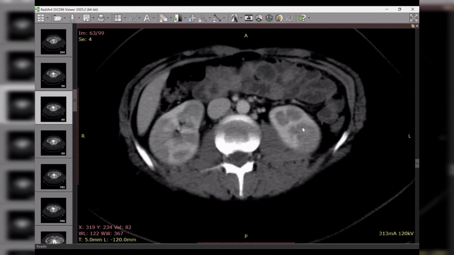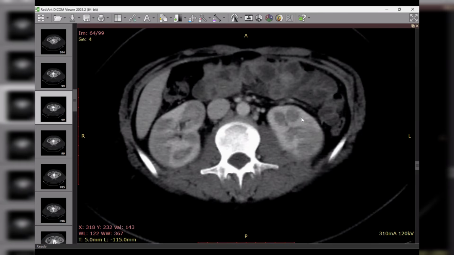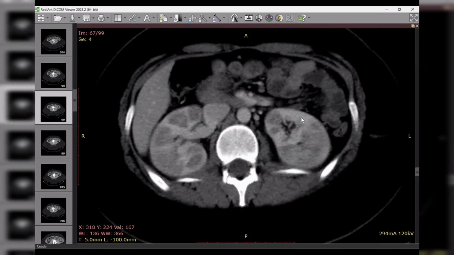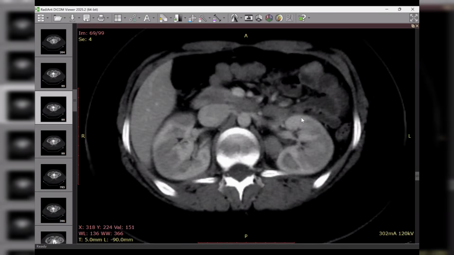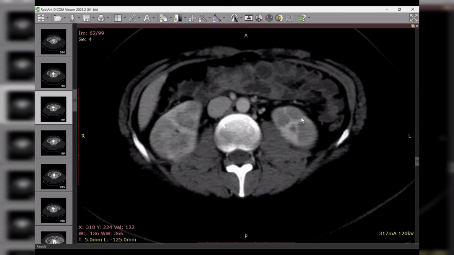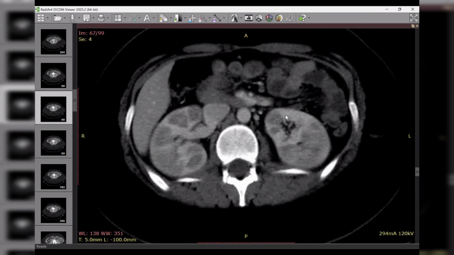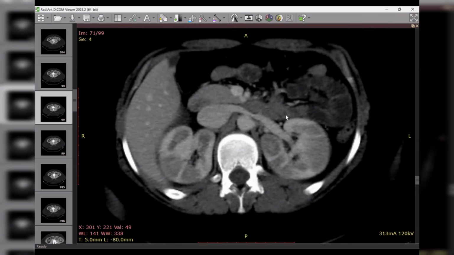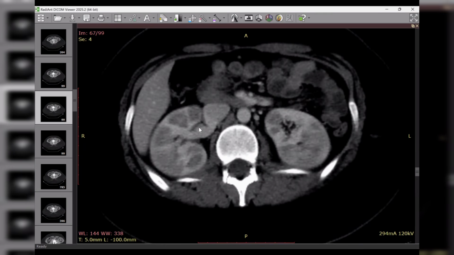I could not see any stone formation. I could not see any collection, abscess, or stone formation in the source vessels. Okay, those are the findings. I will also see the delayed images of this study. Okay, that is the delayed image, and the coronal images as well.